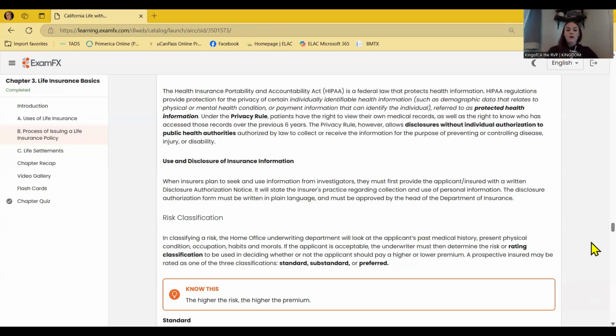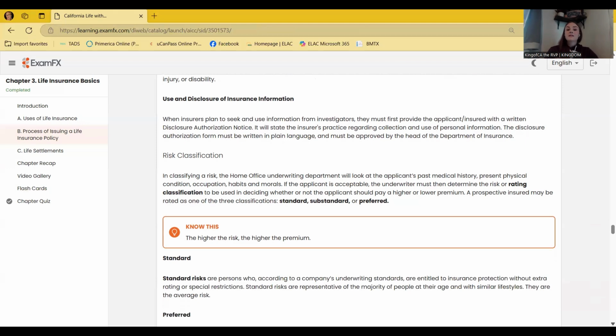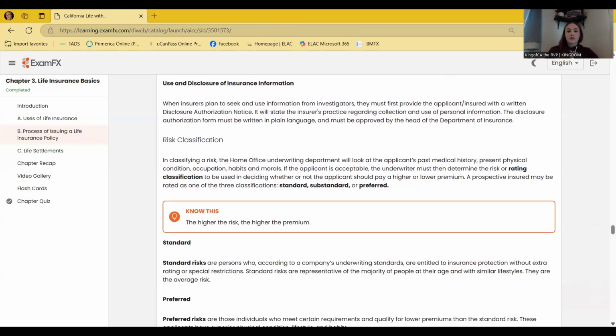Okay. All right. When it comes to disclosure of insurance information, when insurers plan to seek and use information from these investigators, whether it's from our underwriters or consumer reports, any of that, they must first provide the applicant with a written disclosure authorization notice.